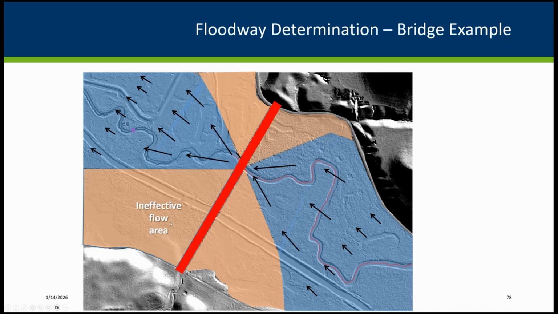This is mostly just storage. We would call this ineffective flow area, and we would say that this is the flood fringe, and we would not need to do any more analysis than that. But do note that this is only true if all of the water is passing through the narrow opening. If the 1% flood in fact goes over the road, we could no longer say that this is ineffective flow area because it's not meeting that contraction requirement.